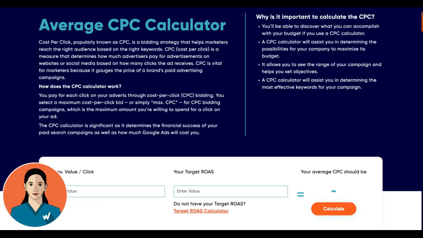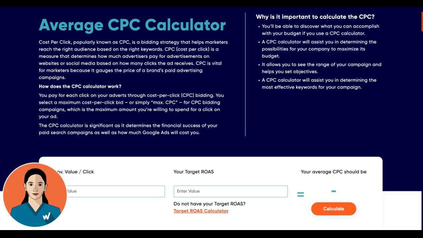In today's session, we'll be diving into our inbuilt average CPC calculator. Let's first understand what the average CPC, or average cost per click calculator, does and what it essentially is. Well, average CPC refers to the average amount you pay each time someone clicks on your ad. It's a crucial metric in campaign budgeting and optimization.